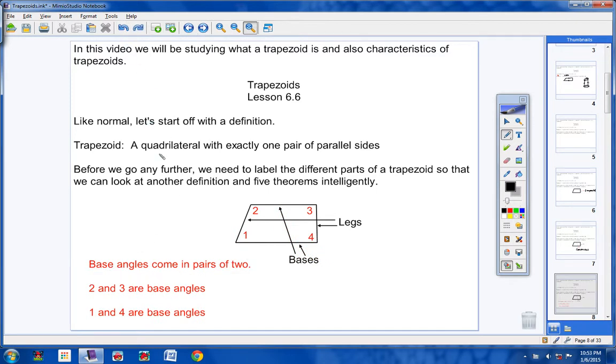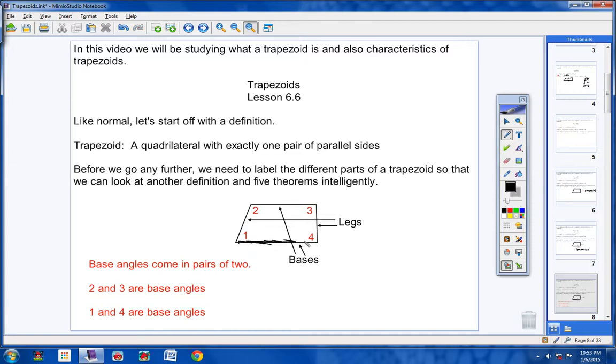Now, listen to me very carefully. 1 and 2 are not base angles. 3 and 4 are not base angles. 1 and 4 are base angles. And 2 and 3 are base angles. 1 and 3 are not base angles. 2 and 4 are not base angles. Base angles are the angles that run along the parallel side.